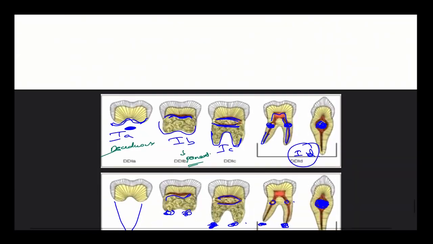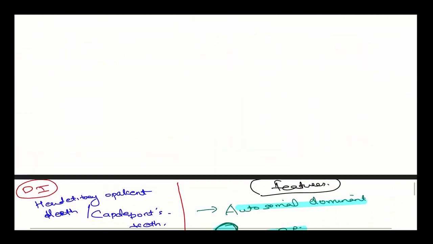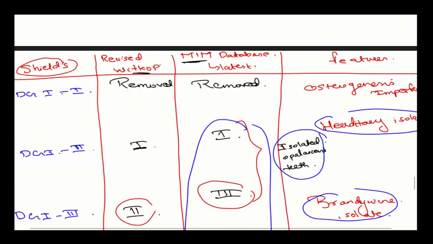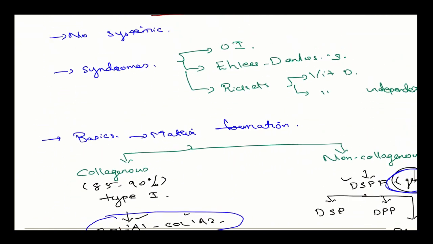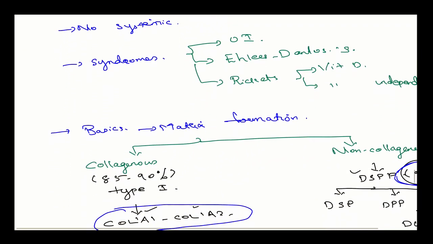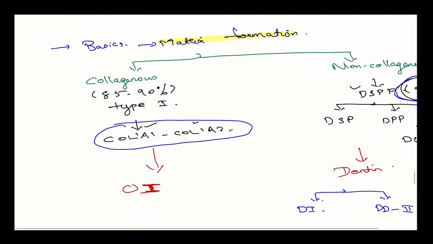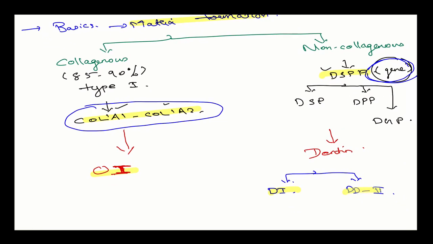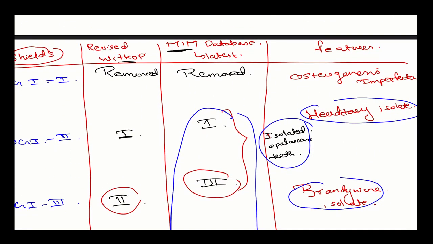So that is about the developmental disturbances in relation to the structure of teeth. We discussed enamel in the previous class, and in this class we started with dentine. I'll just go through it quickly. It's non-syndromic and syndromic associations. Then we said it's a matrix formation problem. So COL1A1 and COL1A2 is osteogenesis imperfecta. If it is the DSPP gene, it's dentinogenesis imperfecta and dentine dysplasia type 2.